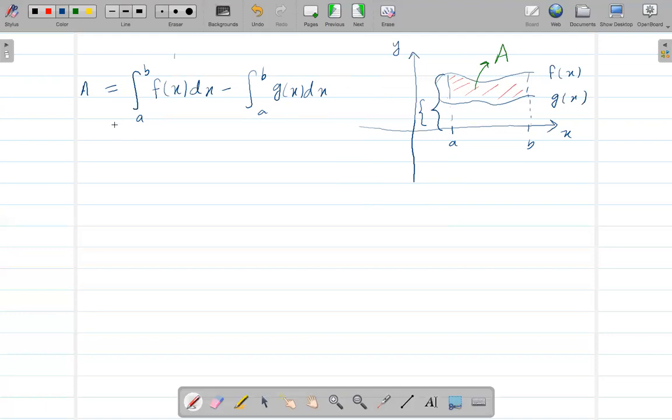Since both integrals have the same interval, I can combine them into a single integral from A to B of f of x minus g of x dx.